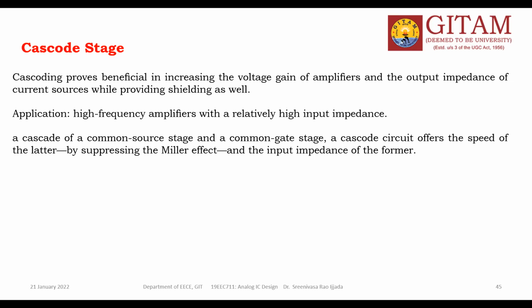Already we know, so you can write it like this: common source and common gate. These two will participate. The first stage, the first device, is used for the higher input impedance. This is for the high speed. That's it.